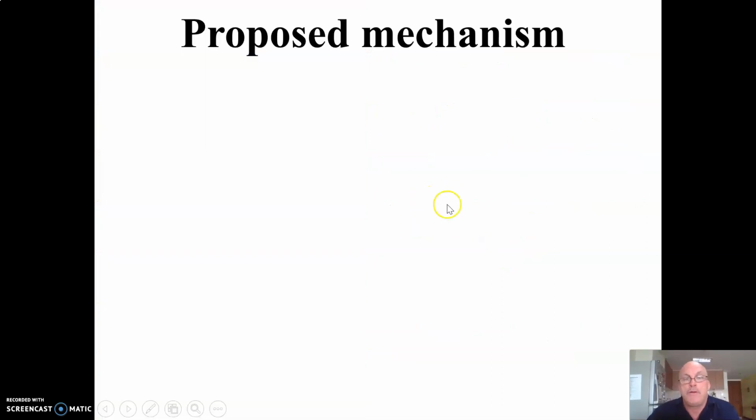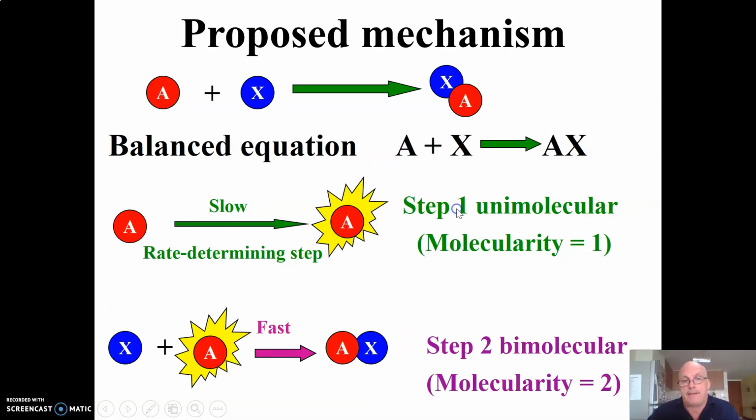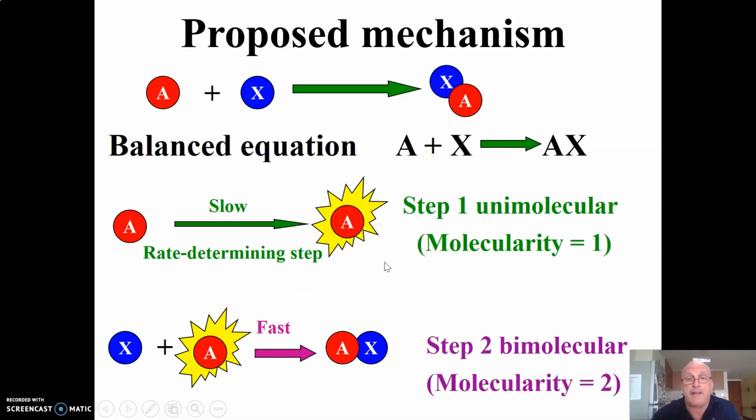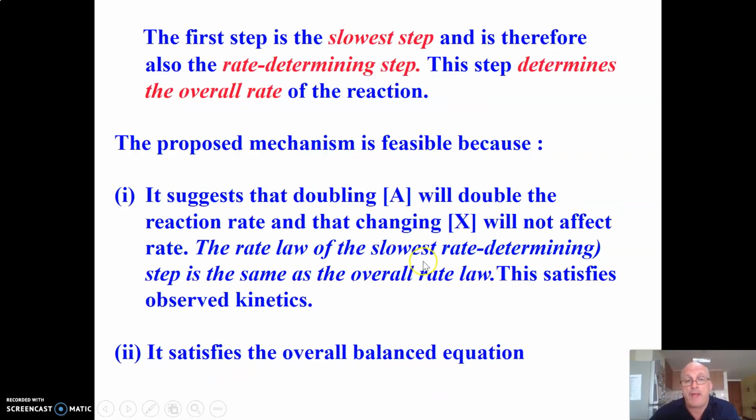So the proposed mechanism, going back to that now, we agreed that the overall equation is obeyed and the rate law appears to be being obeyed. And the mechanism that I proposed on the previous slide, this mechanism that I showed you here, it suggests that if you doubled A, you would double the rate, and that X would have no effect on it. So that's kind of satisfied it there.